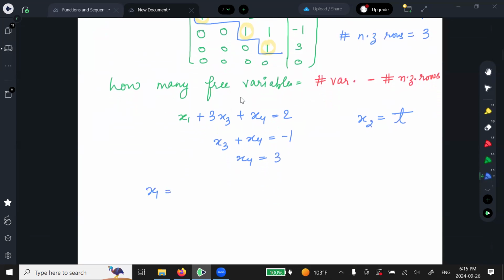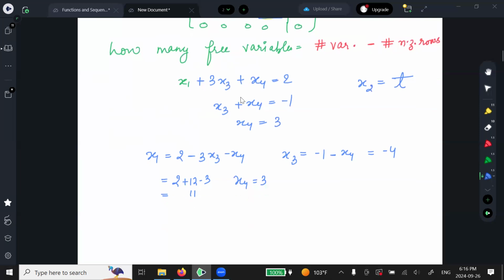x1 is 2 minus 3 times x3. Yeah, who's going to simplify this for me? How many agree? Agree with the Wyatt? So x4 is 3 for sure. Plug in here. x3 is -4. And x1 will be 2 plus 12 minus 3. So 14 minus 3 is 11. Okay, I'm getting different answers. Okay, so see, you don't need a calculator for this.